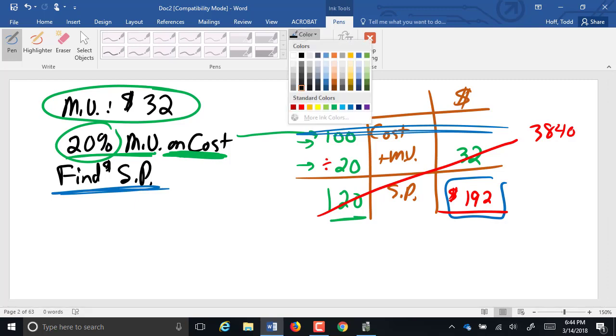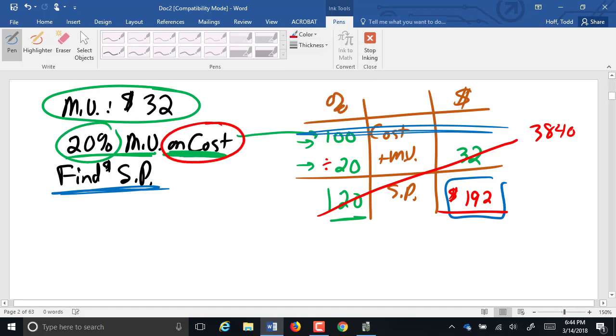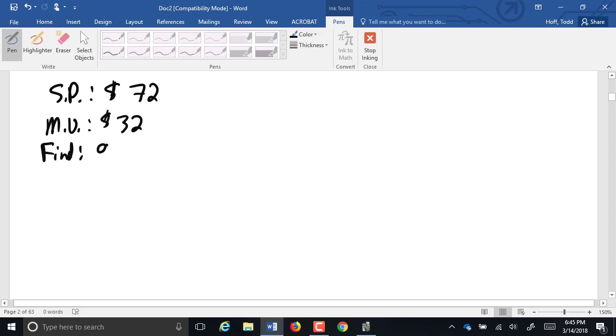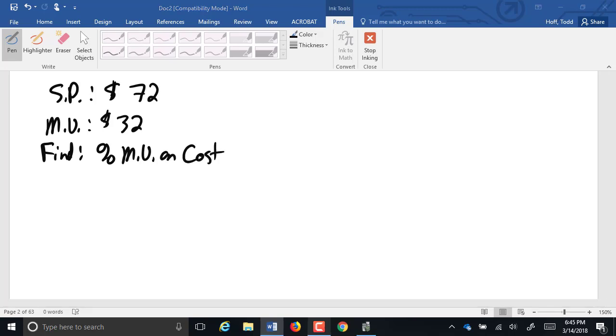So that's that very subtle difference you have to watch out for, is that word on cost or on selling price. So let's just throw a few out there for you and see how you pick up on it. Let's say our selling price is $72. Our markup is $32. Find the percent markup on cost. I'll give you guys a couple.